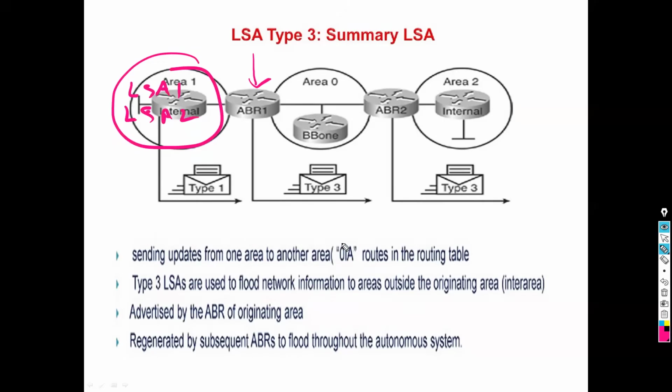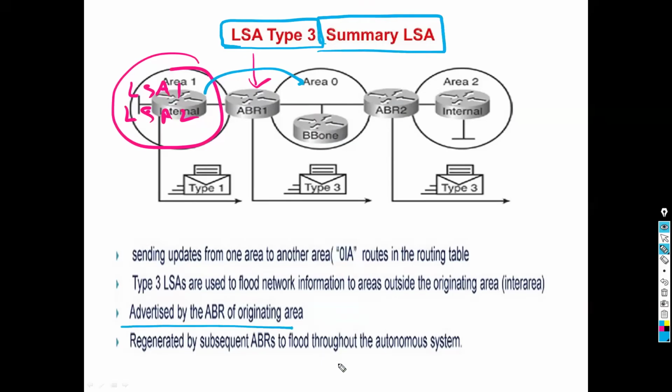When traffic is going from one area to another area, this is called what? LSA type 3. Type 3, network summary LSA, is advertised by the ABR router. Clear now? Yes.